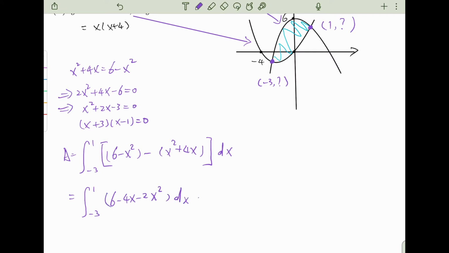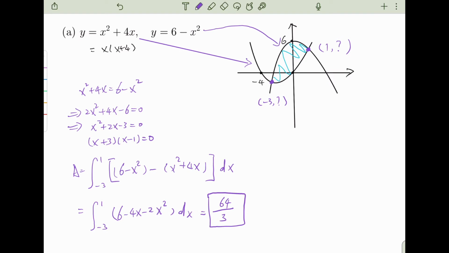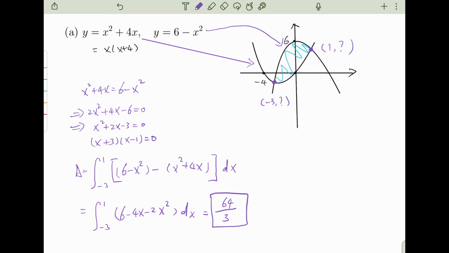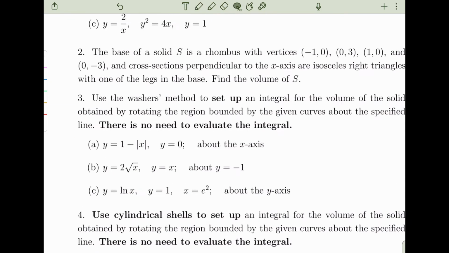And I will skip the computation. The final answer is 64/3, because I assume that you know how to do this arithmetic. I'm basically just teaching you the idea. So that is question A. Draw out the upper curve, lower curve, and then the bounded region. Now let's move on to the second question.